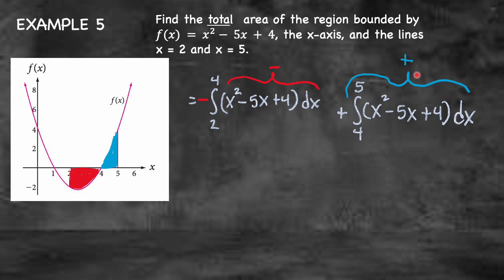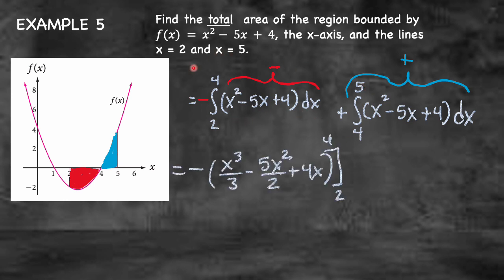Now the blue area, where it's considered positive, I don't have to worry about negating that because I know that it's already going to come out to be positive. When I add these two areas together, I'll get the total area that goes from 2 to 5. This integral goes from 2 to 4, and this integral goes from 4 to 5.